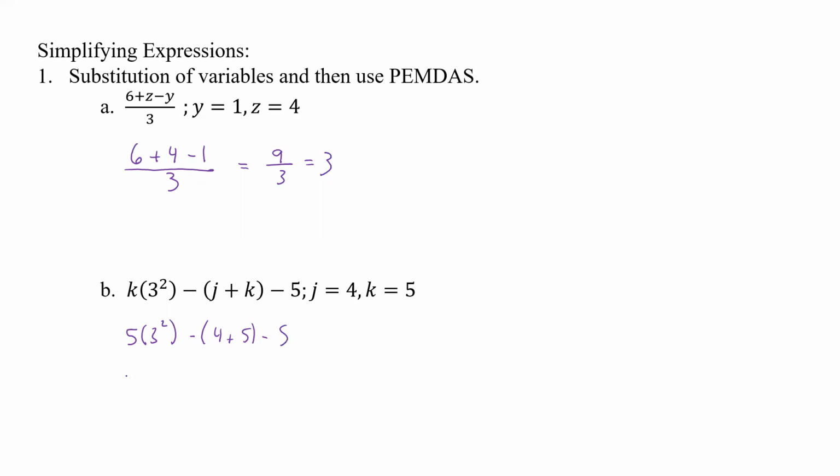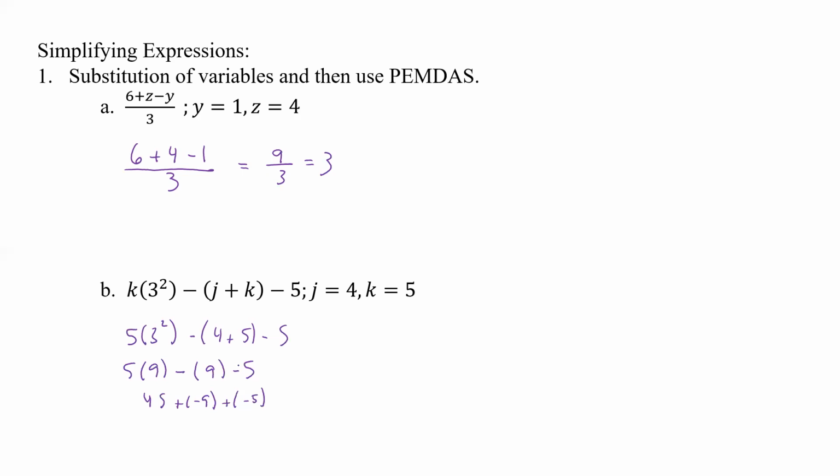So that's going to give us 5 times 3 squared is 9, and then minus, well, now we can do 4 plus 5. That's going to give us 9, and then minus 5. Okay. So from there, what we have to do is we have to take 5 times 9, which is 45, and then we have plus a negative 9 plus a negative 5.